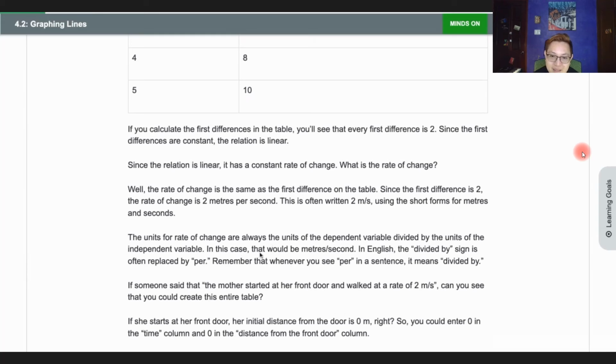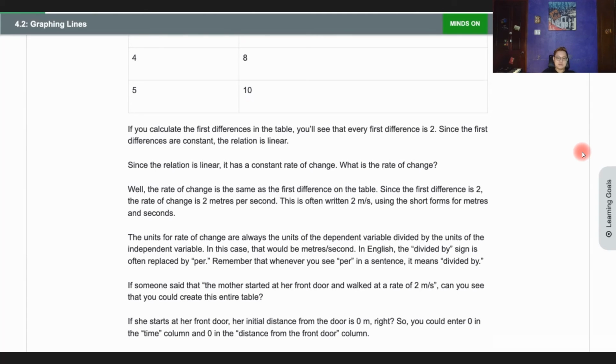Remember that when you see per in a sentence, it means divided by. For example, percent means divided by cent, which means divided by 100. So percent means divided by 100. Per annum means divided by a year. Per week means divided by a week. Per month means divided by a month. Something like that.